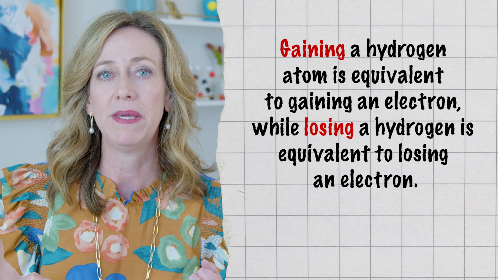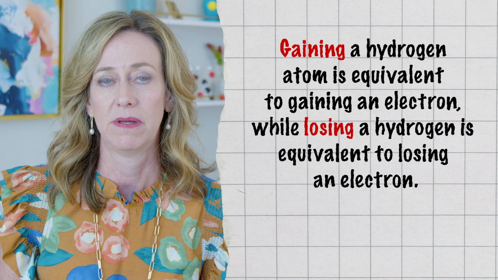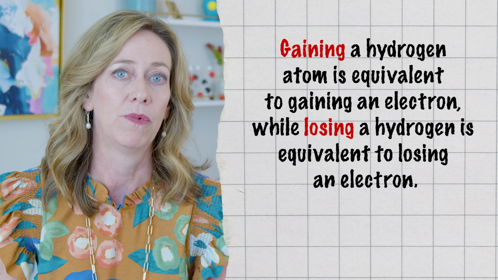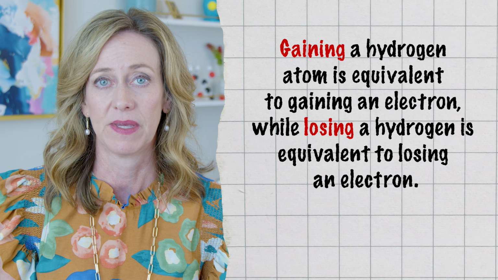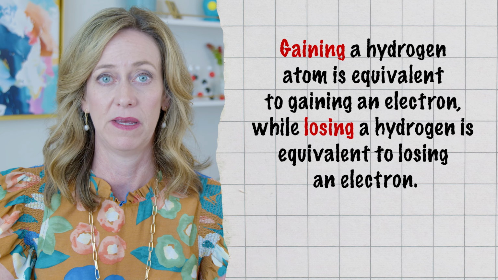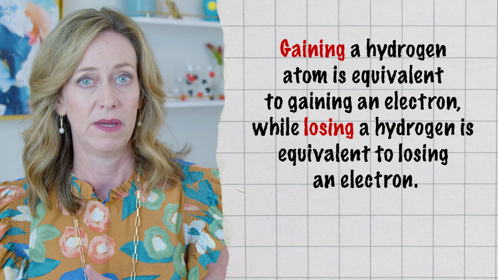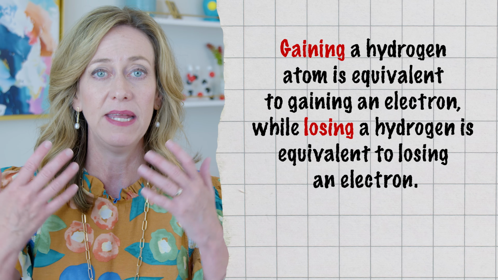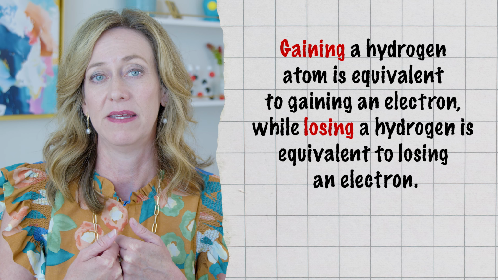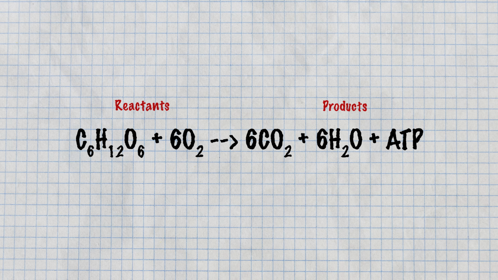Gaining a hydrogen atom would be the equivalent of gaining an electron, while losing a hydrogen atom would be equivalent to losing an electron. This is because a hydrogen atom consists of one proton and one electron. Therefore, when an atom or molecule gains a hydrogen, it simultaneously gains that electron. To determine which reactant is being oxidized and which is being reduced, we must focus on the transfer of electrons.